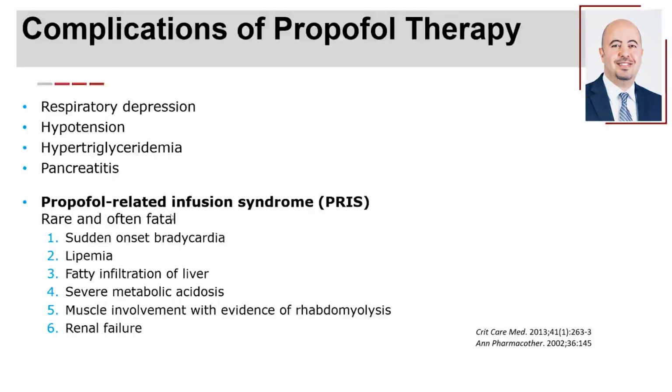There is a syndrome called propofol-related infusion syndrome. It's rare and not commonly seen, but it's fatal. More seen in children actually. It can cause bradycardia, arrhythmias, fatty infiltration of the liver, severe metabolic acidosis, rhabdomyolysis, and renal failure. But again, this is rare.